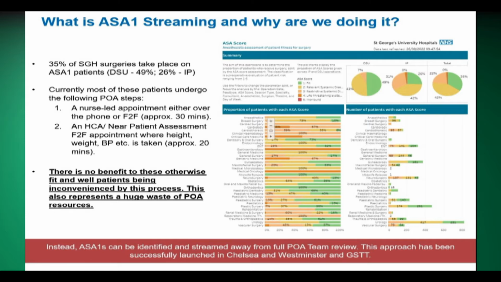Our Tableau data shows that 35% of St. George's Hospital surgeries take place on ASA1 patients. Currently, most of these patients undergo the following POA steps. First, a nurse-led pre-appointment either over the phone or face-to-face, and second, an HCA or a near patient assessment appointment face-to-face. There is no benefit of these otherwise fit and well patients being inconvenienced by this process, especially when they are coming for a non-major surgery.